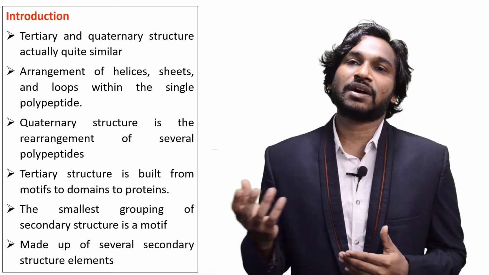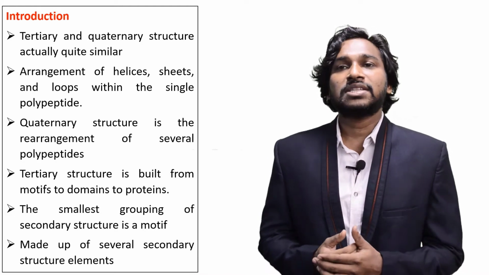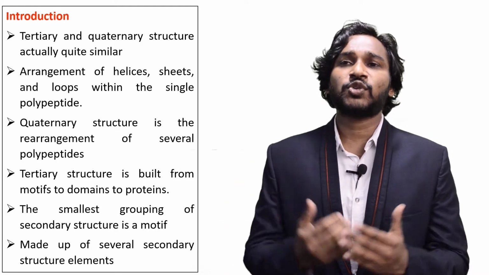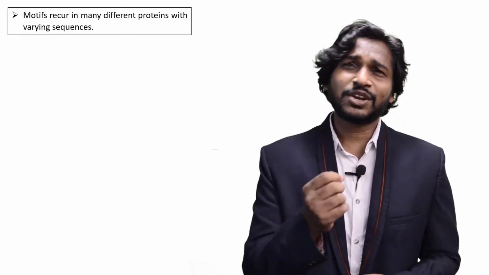That means a motif is made up of several structural elements. Structural elements are nothing but alpha helices and beta sheets. These are assembled in a consistent way to form a motif. Motifs recur in many different proteins with varying sequences. A very common motif which we can see here is the beta alpha beta motif, where two adjacent beta strands are connected by an alpha helix, and see how this allows the formation of a parallel beta sheet.